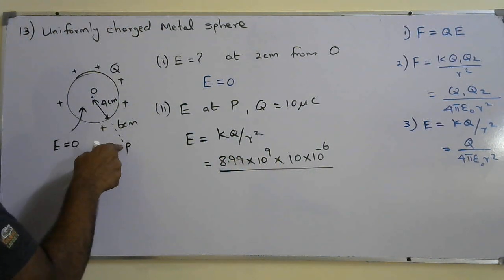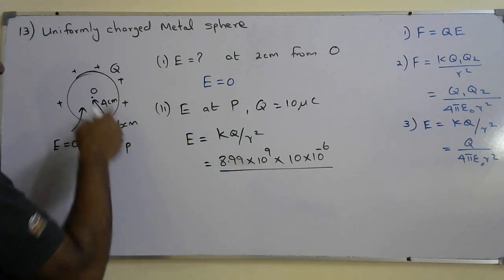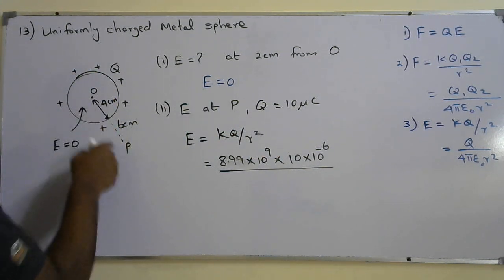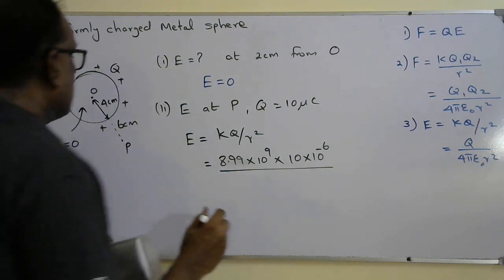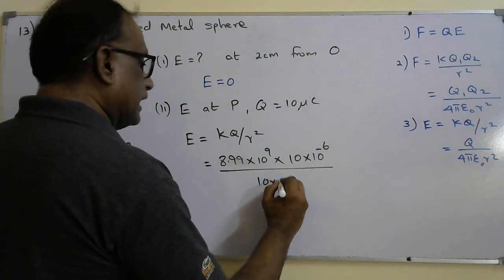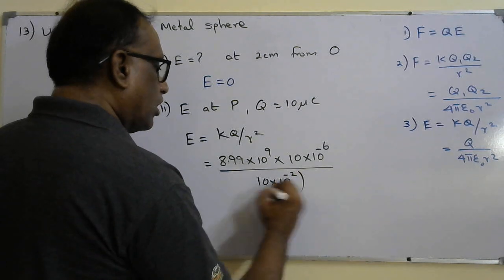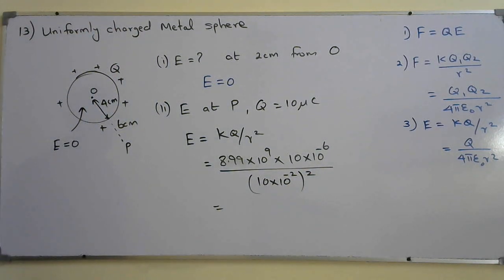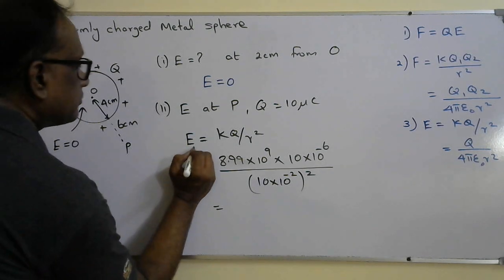From the surface, point P is at 6 centimeter. We assume the whole charge 10 microcoulomb is concentrated at the center. So from the center, the distance is 10 centimeter. So that is 10 into 10 to the power minus 2, all squared. Solve it, you will get the electric field strength at point P.